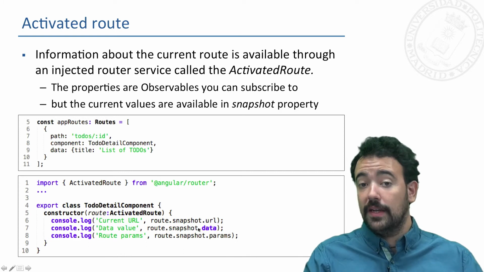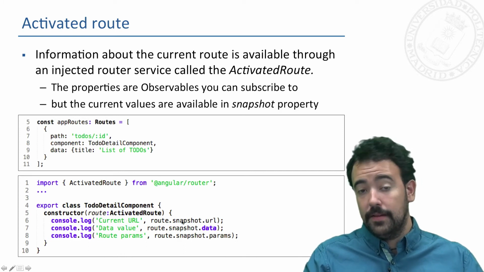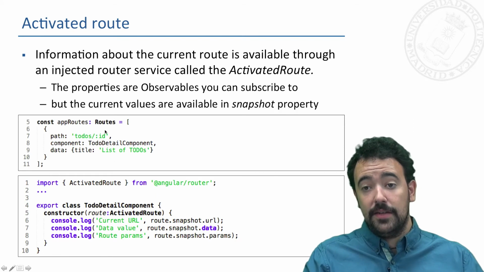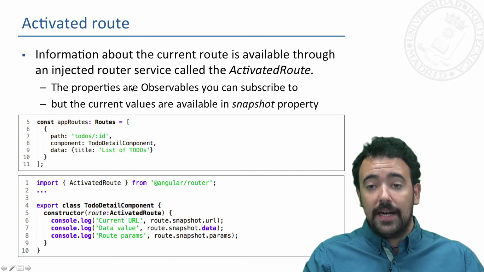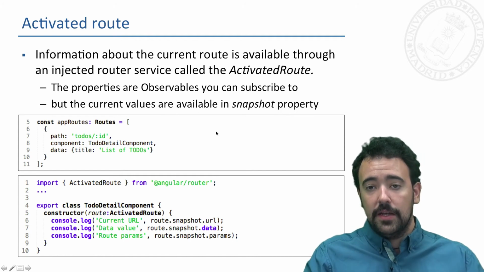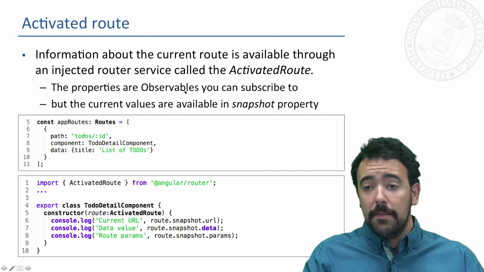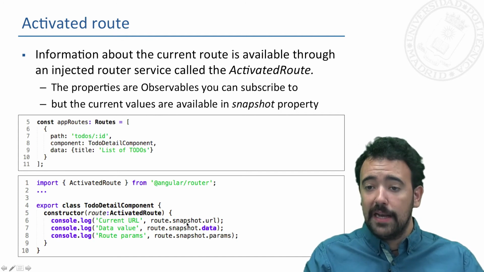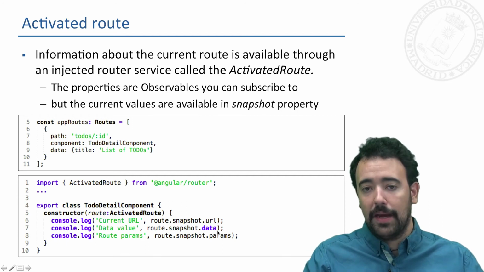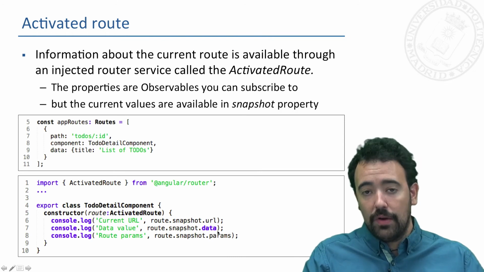For instance, the current URL that is being managed in the application, the data we have passed to the application, in this case the list of to-dos string, and finally the parameters we have passed, in this case the identifier of the to-do. The activated route has a set of properties that are observable, so we can subscribe to changes in these observables, but we can also access the current value of any parameter accessing the property snapshot, in which every property is available with, as I said, the current value of the property.